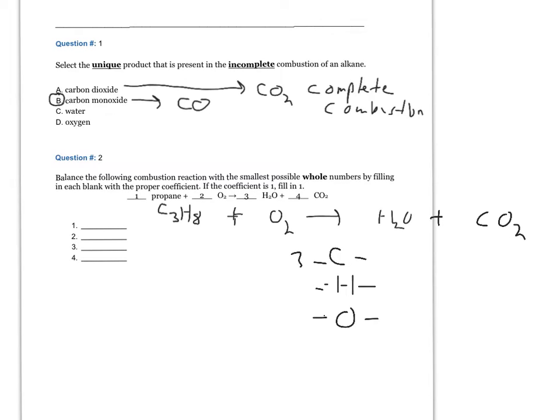On the reactant side, you have 3 carbons, 8 hydrogens, and 2 oxygen atoms. On the product side, you've got 1 carbon, 2 hydrogen atoms, and 3 oxygen atoms. I'll start with balancing carbon. 3 carbons changes the number of oxygen atoms to 7. 3 times 2 is 6, plus 1 is 7. So carbons are balanced. Hydrogens, moving on.